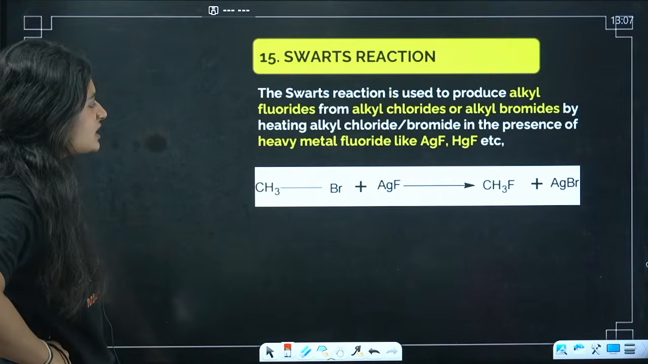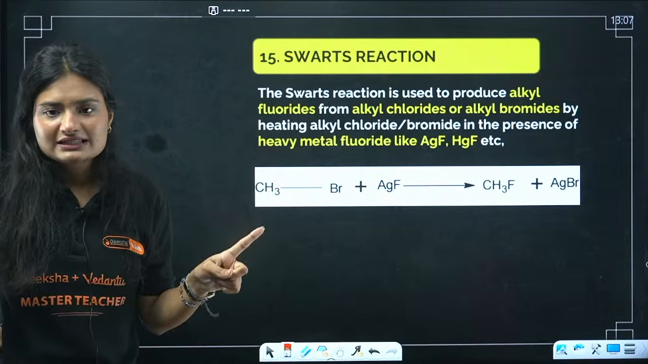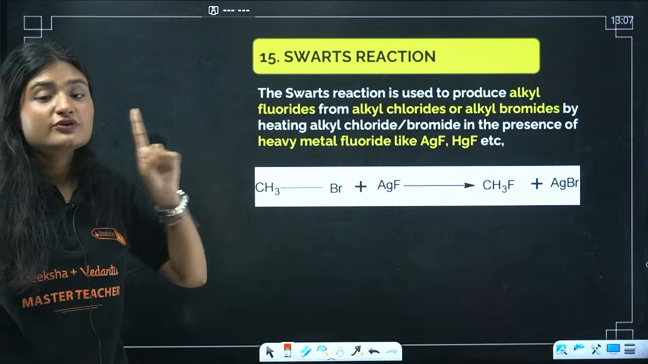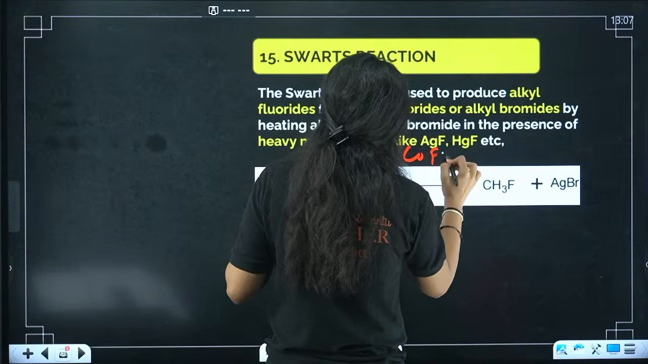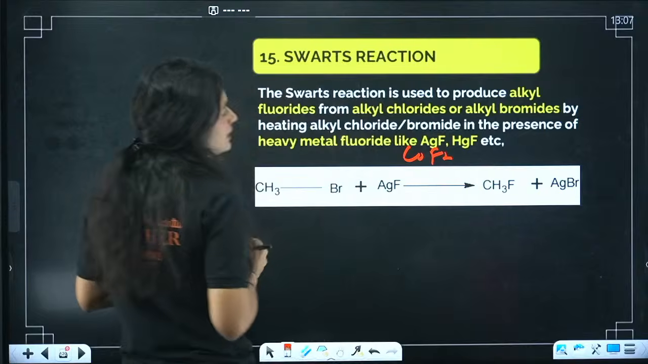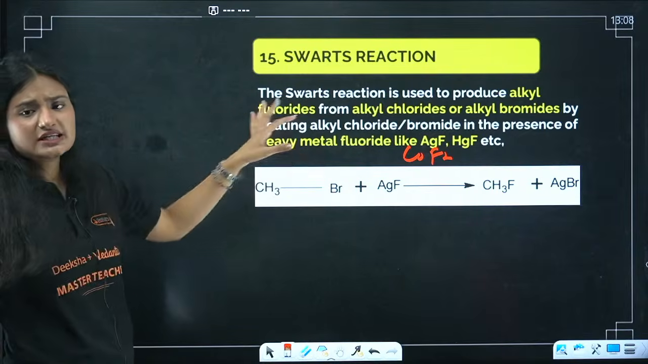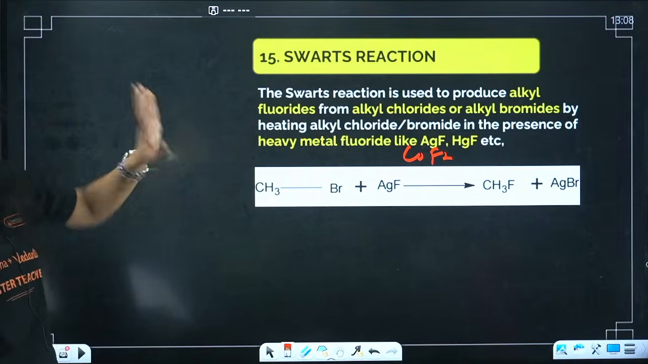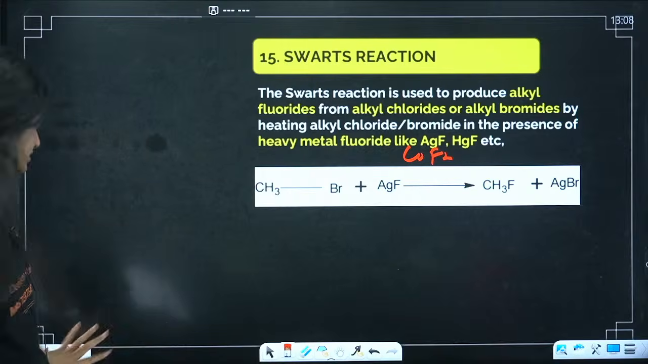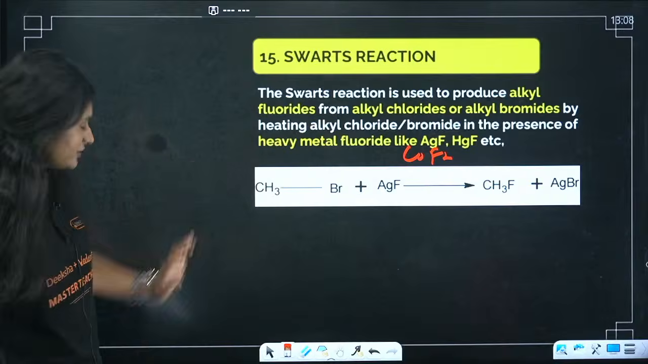Next is the Swarts reaction. Again, a halogen exchange reaction. We used Finkelstein for iodoalkanes; this we use for fluoroalkanes. AgF, Hg2F2, CoF2 are there. These three or four reagents you should remember when dealing with the Swarts reaction. We get fluoroalkanes from this one.